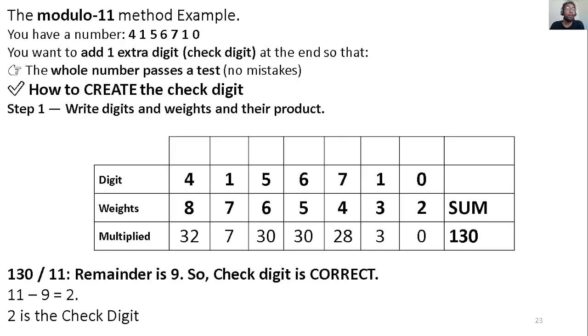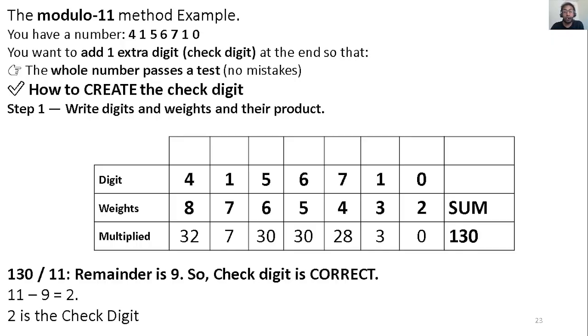You have a number, 4156710. This is our number. How many digits are there? There are basically 7 digits in it. So you want to add an extra digit, a check digit, at the end, so that the whole number passes a test. How do we create the check digit by using modulo 11?